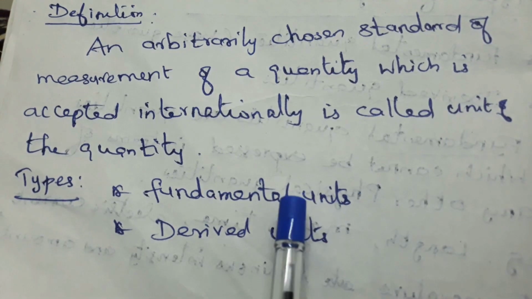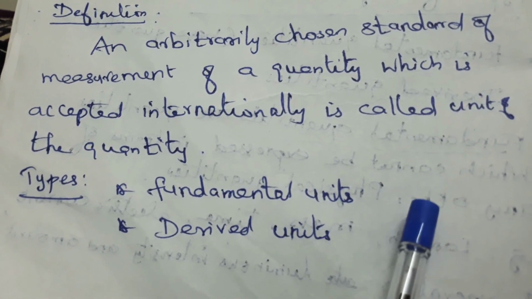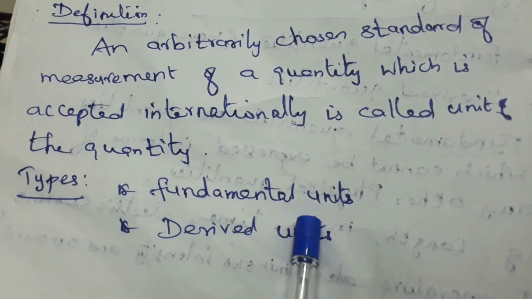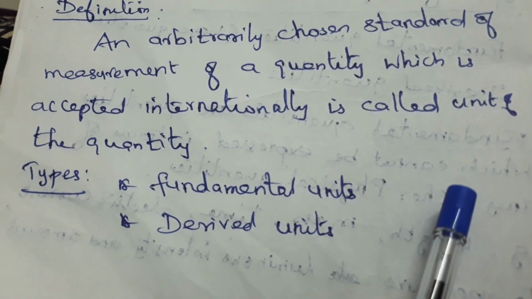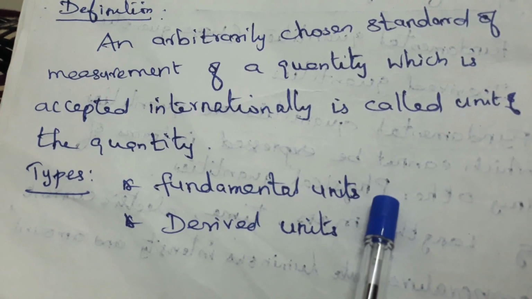Example, what is the unit of length? Meter. So meter is a fundamental unit. What is the unit of time? Second. Second is the fundamental unit.